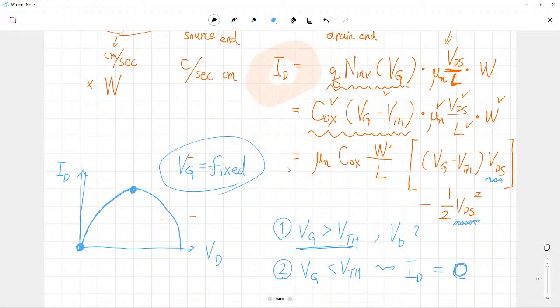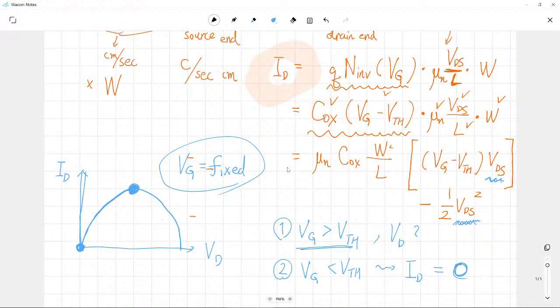So think about this one. When you apply 0, what happens? 0 and 0. There is no constant term in this bracket. So when you apply 0 drain bias, your drain current is guaranteed to vanish. So this is okay. And you will have a certain peak point.